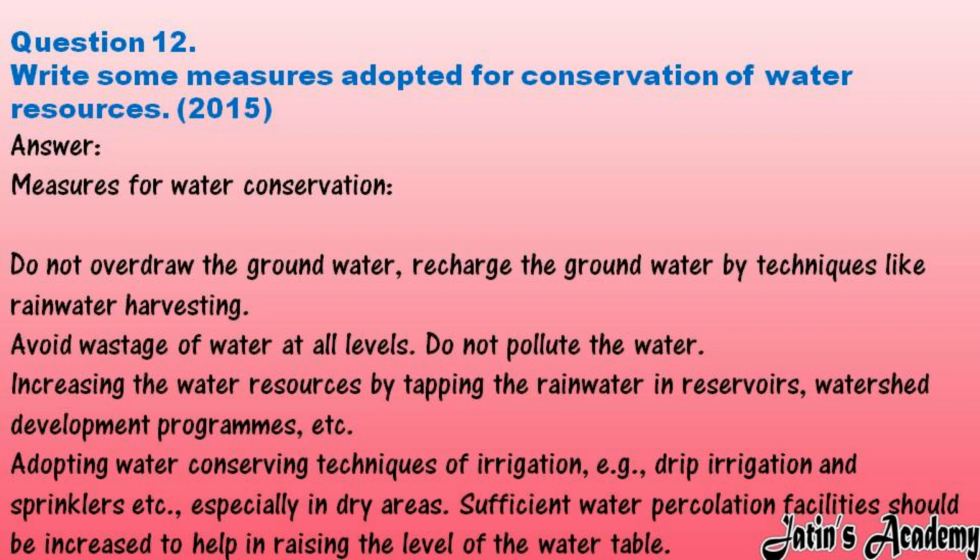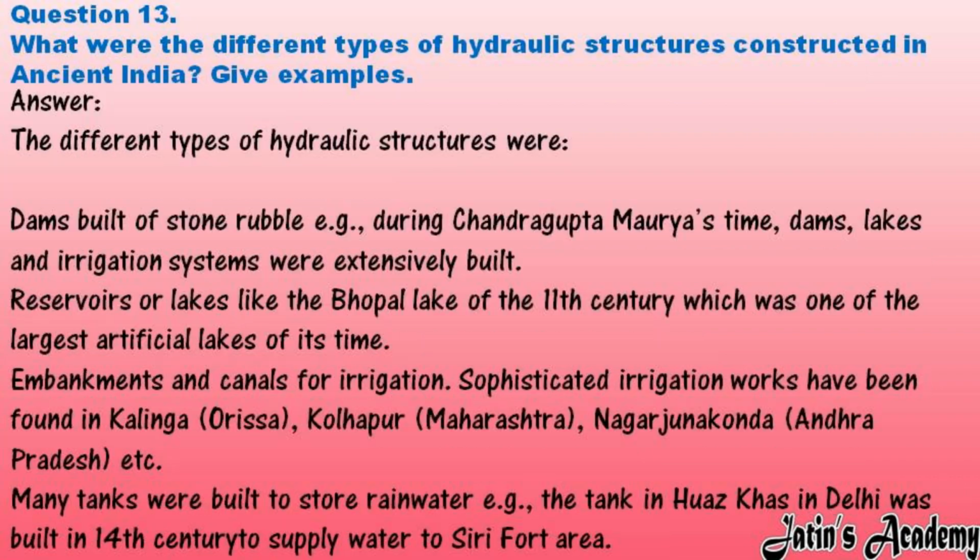Increasing the water resources by tapping the rainwater in reservoirs, watershed development programs, etc. Adopting water-conserving techniques of irrigation, for example, drip irrigation and sprinklers, etc., especially in dry areas. Sufficient water percolation facilities should be increased to help in raising the level of the water table.